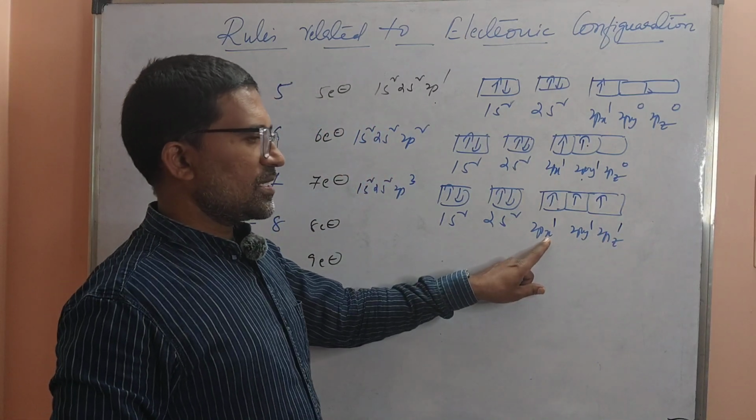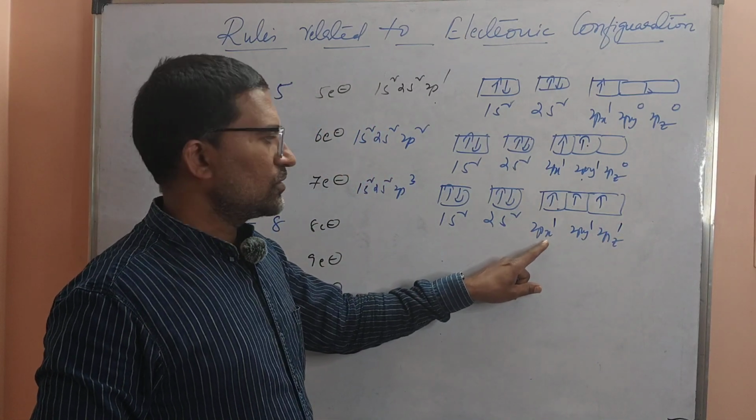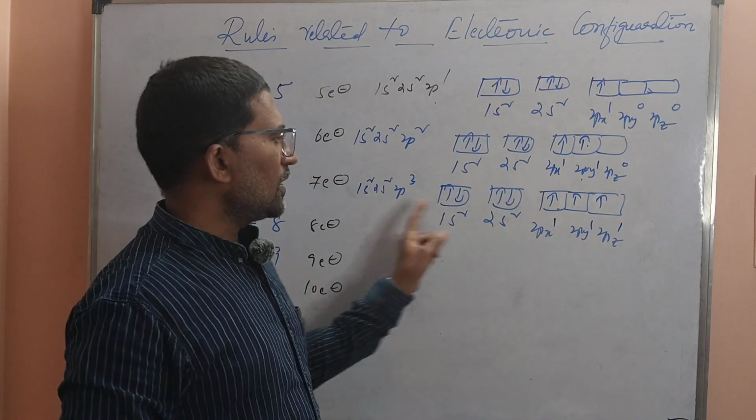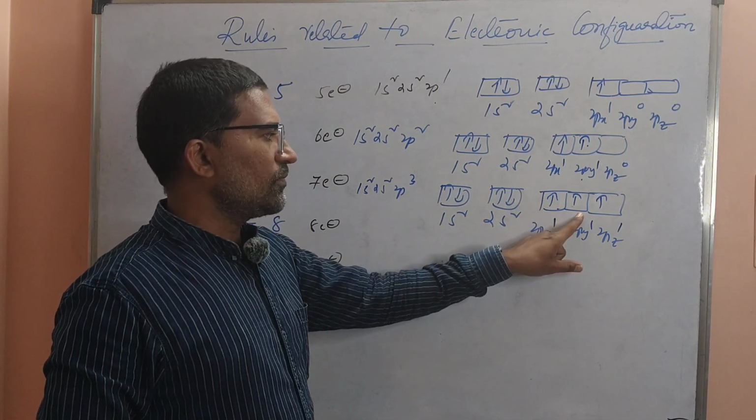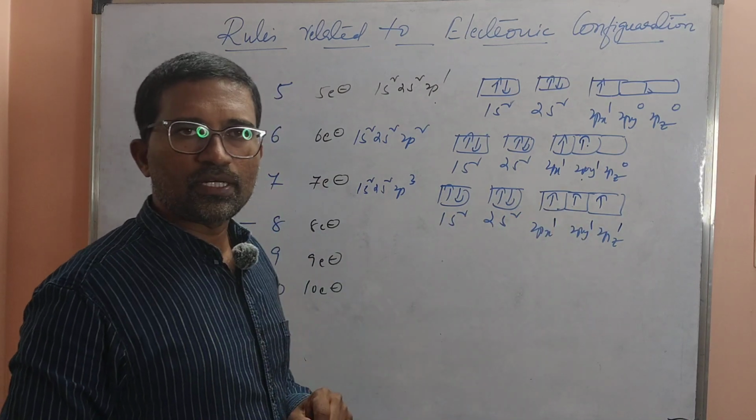So there are 3 degenerate orbitals: 2px, 2py, 2pz, and 3 electrons. One will be filled here, one here, and one here. I hope you understood this.